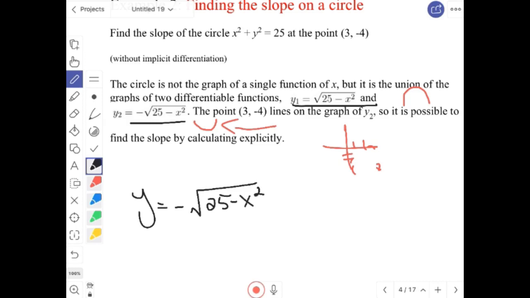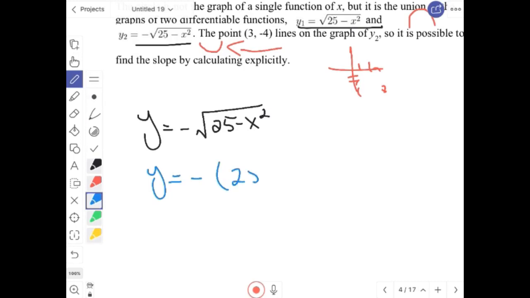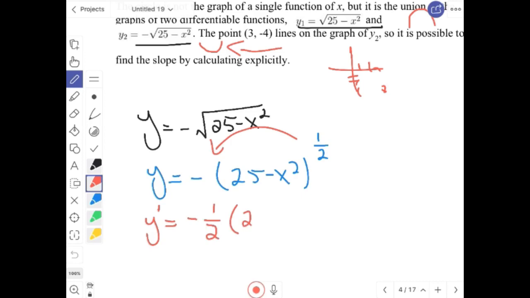So first off, it's probably easier to think of this as negative 25 minus x squared to the 1/2 power. Okay, so now I need to use the power rule and the chain rule. So I'm going to bring that 1/2 down. So y prime is going to be equal to negative 1/2, leave the inside alone, to the negative 1/2 power, times the derivative of the inside, which is going to be negative 2x.